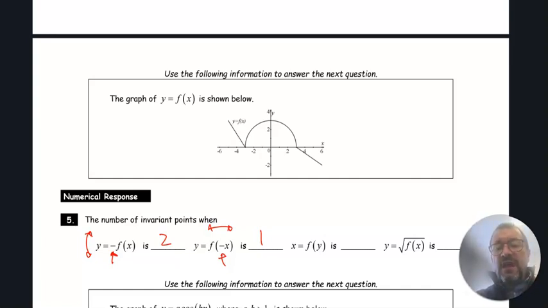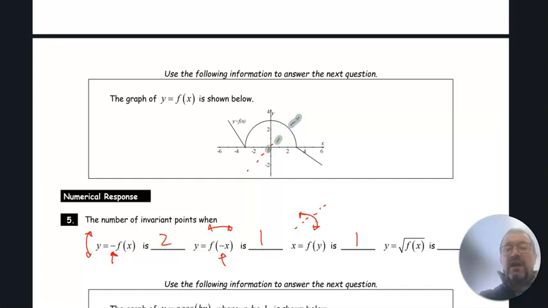If we've got x equals f of y, that is a reflection over the line y equals x. So that's coming up like this. There is, again, only one point that's on that line. And so there's only one invariant point that's going to occur here.